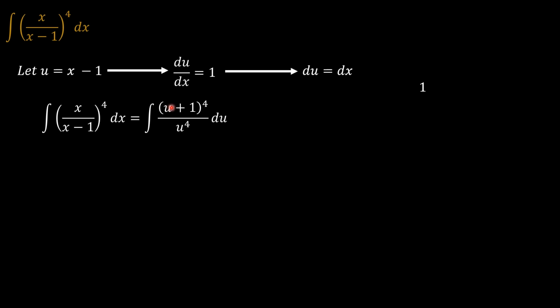the integral of, in place of x, since x is u plus 1, we have (u plus 1) to the power 4, and in the denominator x minus 1 is u to the power 4, and in place of dx we have du. Now, what is (u plus 1) to the power 4?